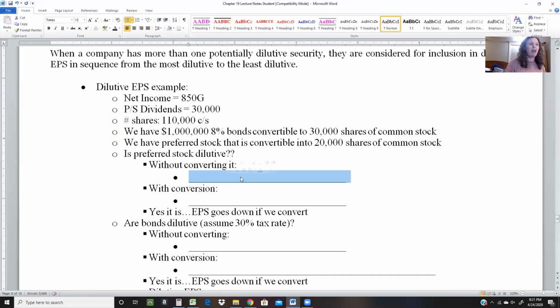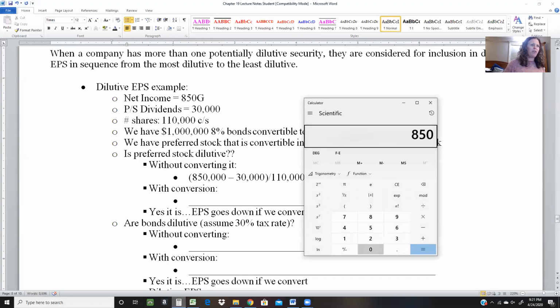So first of all, we need to just calculate basic earnings per share. Basic earnings per share is the net income of 850,000 minus the preferred dividends. I would need to know if those are cumulative or if we actually paid them, but my assumption is I either paid them or they're cumulative. They'll tell you in the homework problems. And then the weighted average number of common shares outstanding is 110,000. So my basic earnings per share is net income minus this, divided by this: 850 minus 30, divided by 110. And I got 7.45.